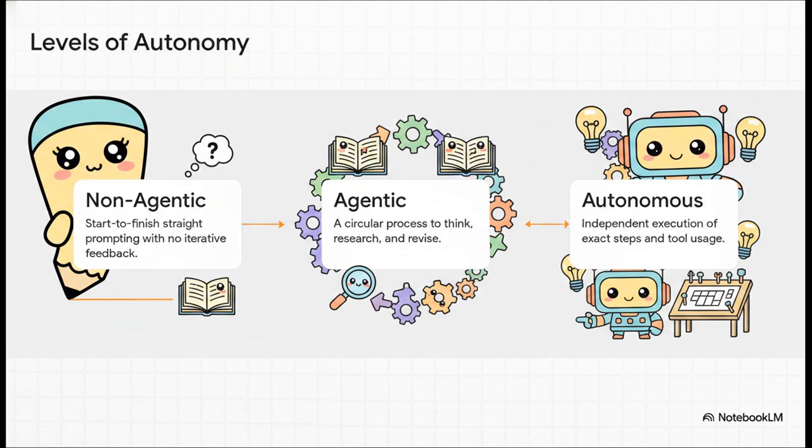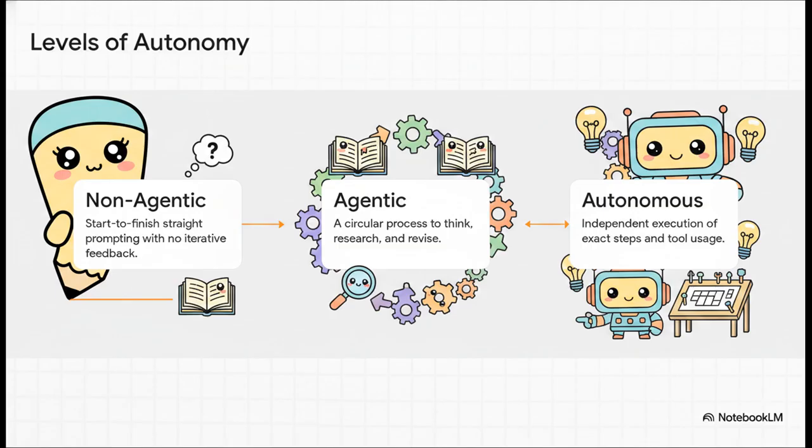Think about how you probably use AI today. That's step 1, non-agentic. You write a prompt, something like, write me an essay, and the AI gives you a response from start to finish in just one straight shot. It's coherent, sure, but often a bit vague. Now, step 2 is the agentic workflow. This is a game changer because it's no longer a straight line, it's a circular, iterative process. You ask it to create an outline, think about what research is needed, write a draft, and then revise it. It's this continuous loop of thinking, doing, and revising.